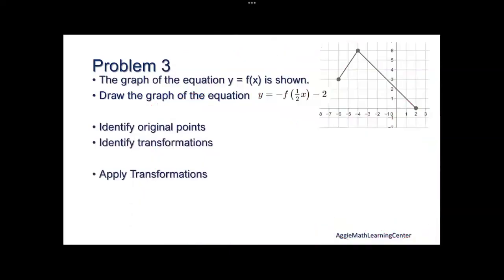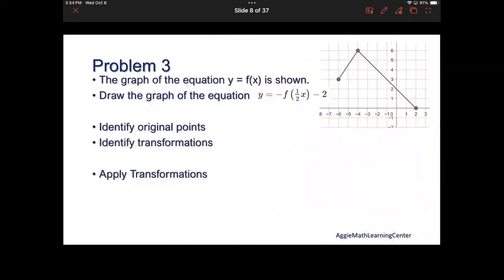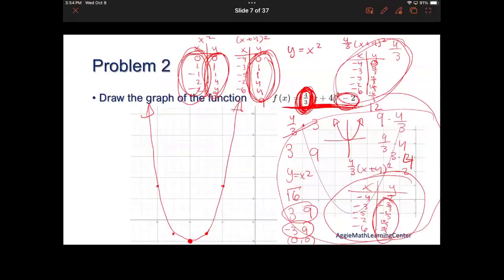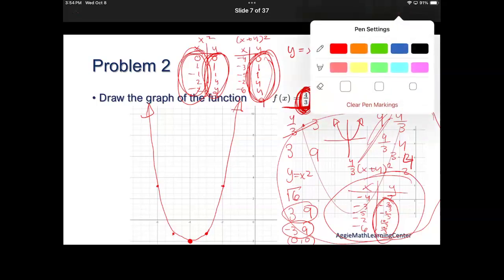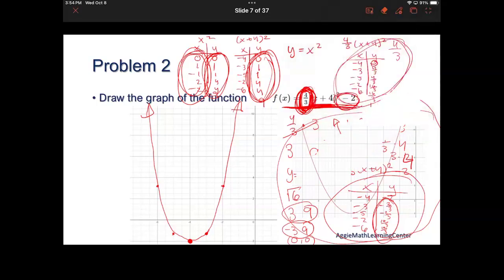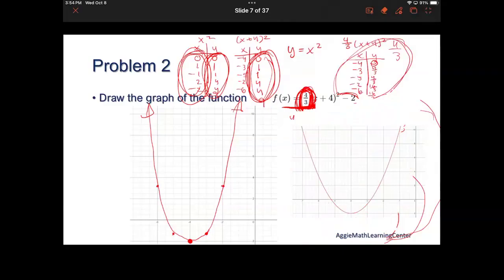Okay. I'm sorry, I do not know how to erase on this thing. Maybe. No. Oh, there we go. Okay, awesome.